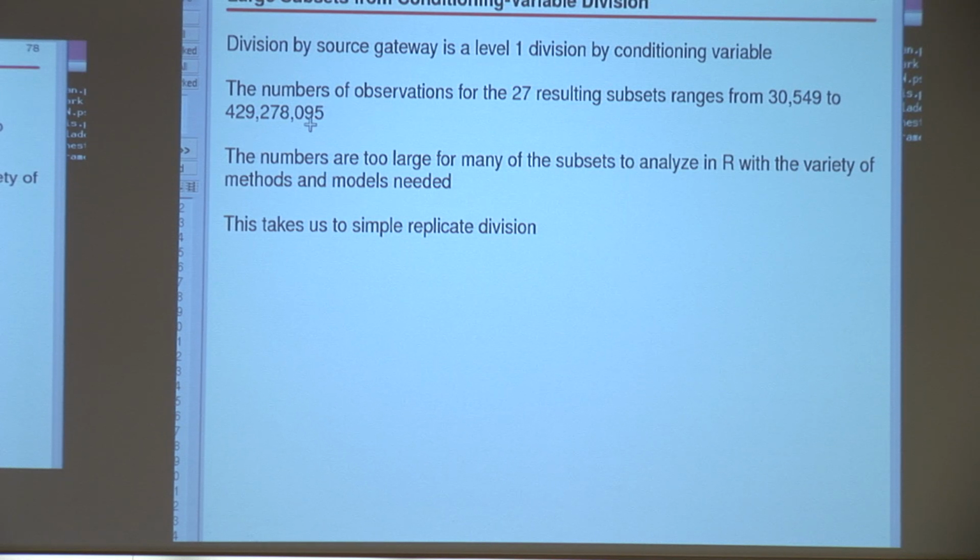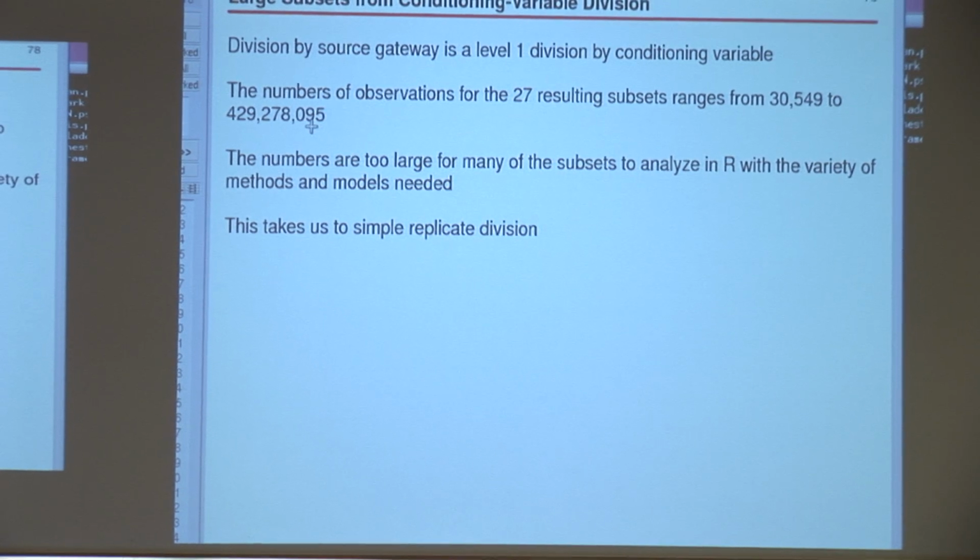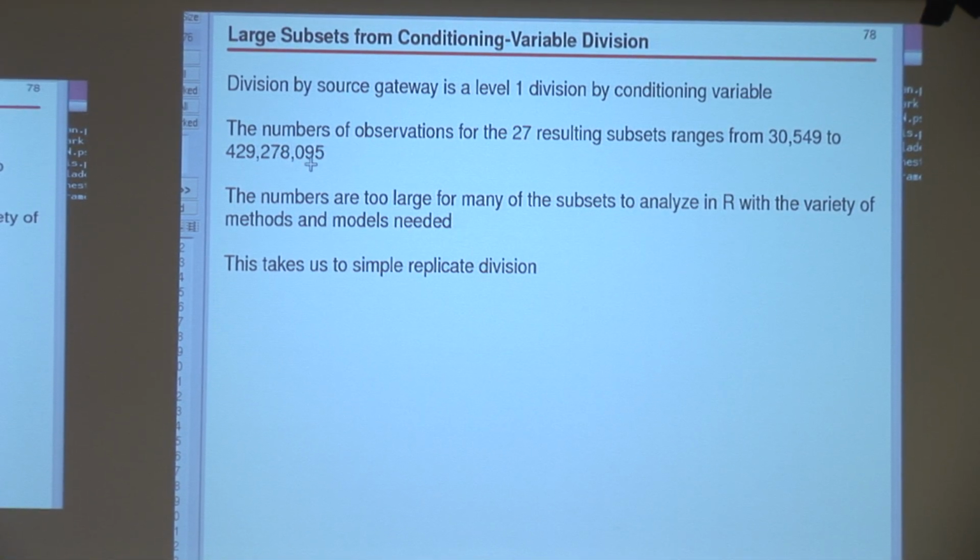The problem here is that we want to take each one of these subsets and start applying things like Loess and parametric regression, any kind of function or response factor modeling technique or analysis method that's available in R. We want to be able to use it. But 430 million values are just going to be too many. So we need to break up the subsets, most of them. The one that has 30,000 we're OK, but we need to break these subsets up further.